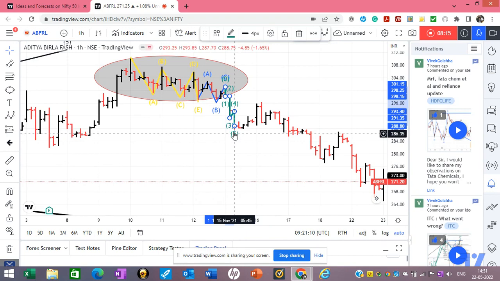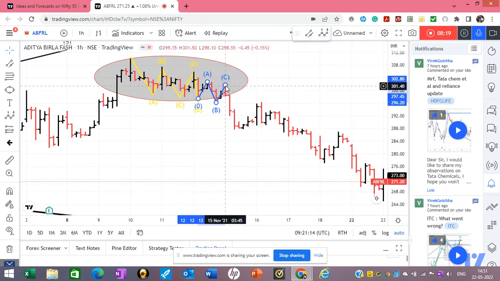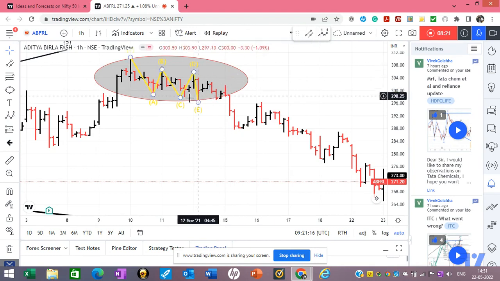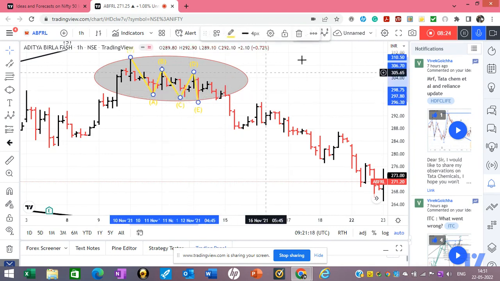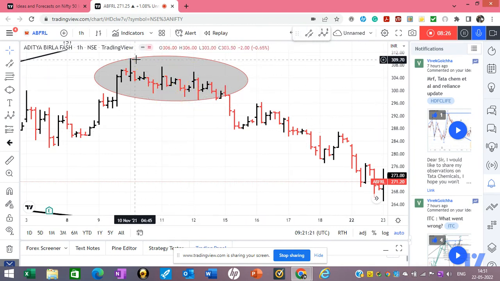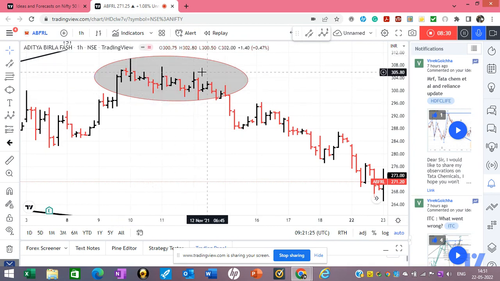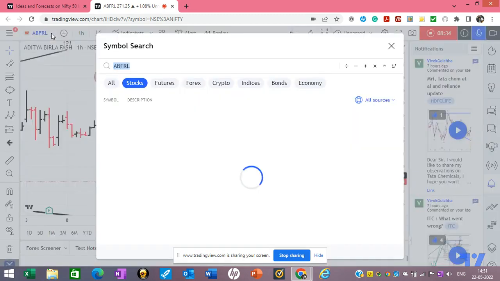So this is the problem which is there in Nifty, because this pattern in Nifty is reminding me of this pattern. This is a leading diagonal pattern, which is called a wedge shape pattern. You see the three spikes? This is a wedge shape pattern. Now let's come back to Nifty 50.